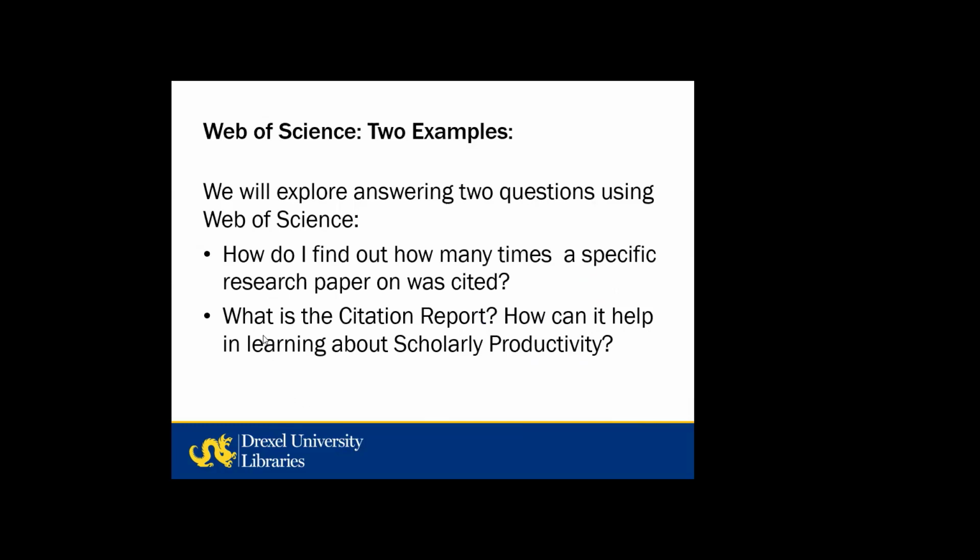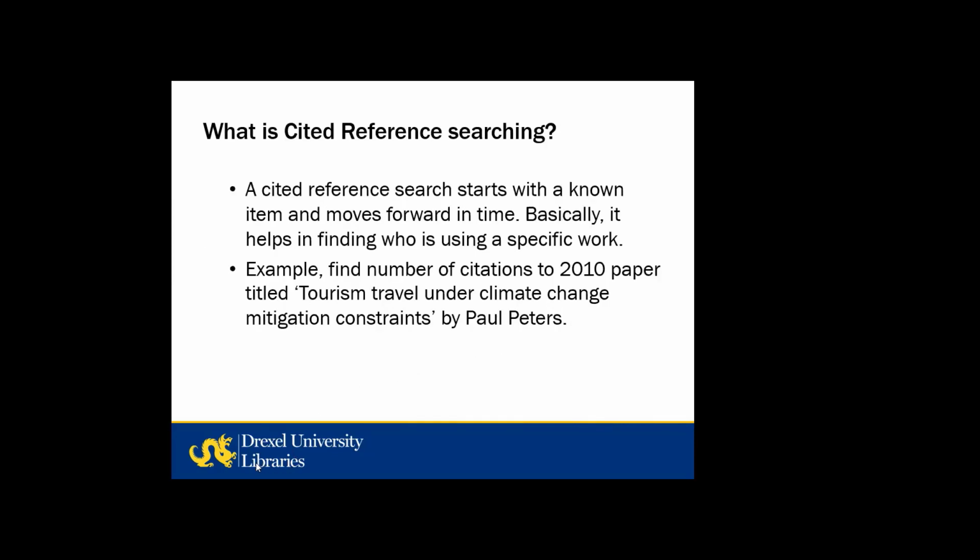We are going to use two examples in searching in Web of Science. One is, how do I find out how many times a specific research paper was cited, and what is a citation report? Graduate students are often working with their advisors and professors, and they are often asked to find out how many times a particular research paper was cited. They will also want to explore the citation report, and we are going to explore those two things in Web of Science before we go to InCites.